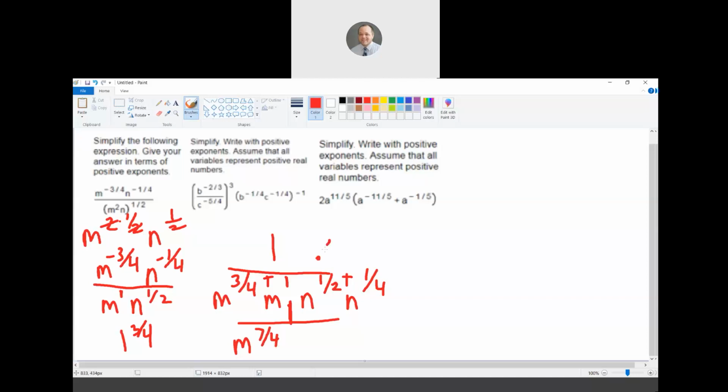1/2 is the same thing as 50 cents. And 1/4 is 25 cents. So that's equal to 75 cents, which if all you had were quarters in your pocket, that would be 3 quarters, or n to the 3/4 power. So this is our final answer, 1 over m to the 7/4 times n to the 3/4.